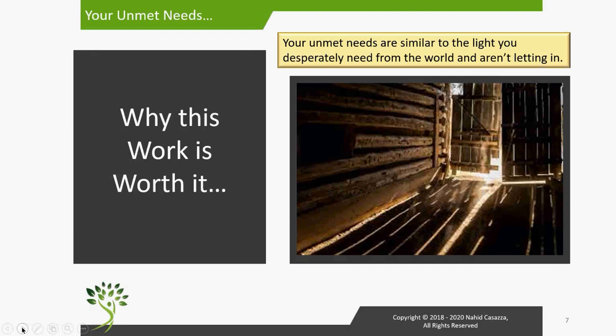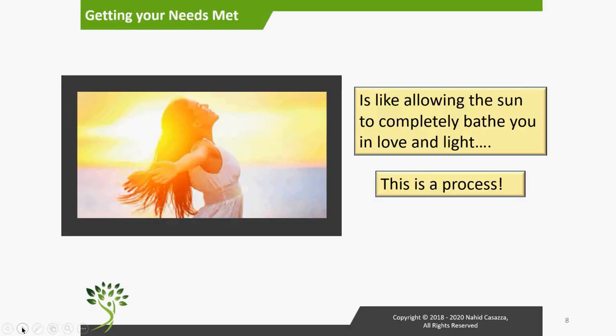What this accelerated growth process does is it identifies what it is that you're blocking, helps you realize that you're blocking it, helps you identify what you thought was scarce when you were young, helps you realize that it's not scarce anymore, and helps you change the thinking patterns that have been blocking you from getting it in the past.